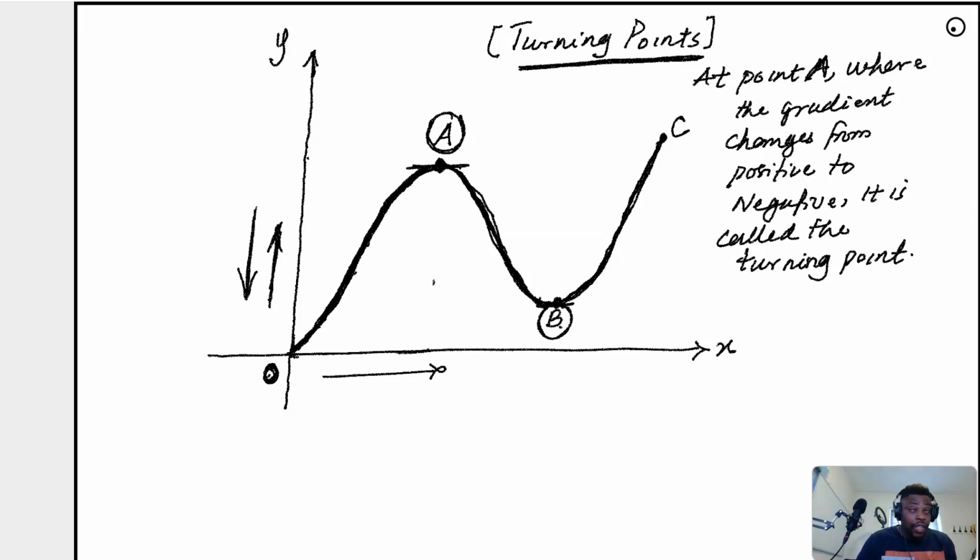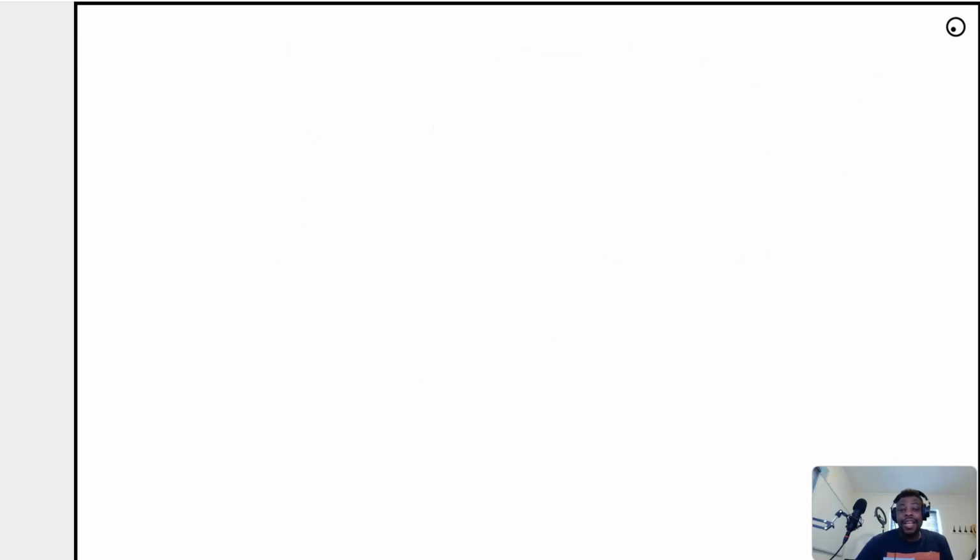Now, at each of these turning points, it can be either maximum or minimum. Now, see, point A is a turning point. That is the maximum of y. Point B is also a turning point. That is the minimum of y. So at point A, such point is where you have your maximum value. At point B, such point is where you have your minimum value for y. So now that we know what is meant by positive gradient, negative gradient, and a turning point, let's see how we can use this.